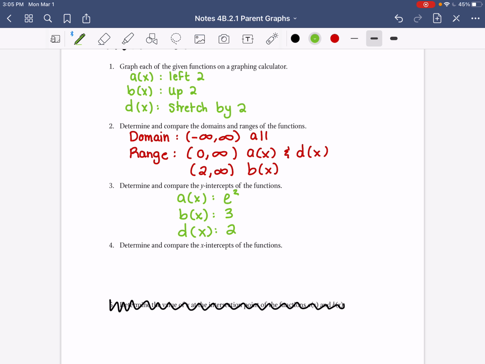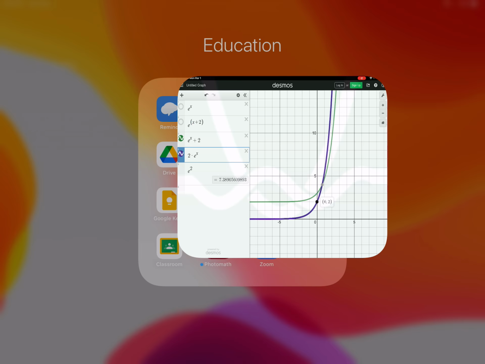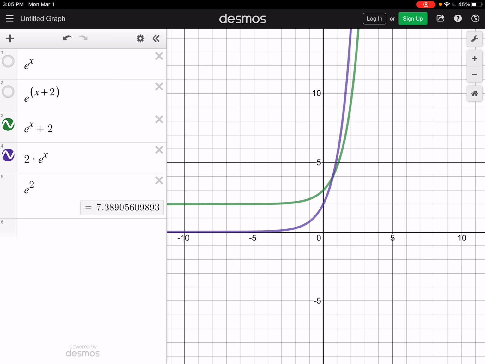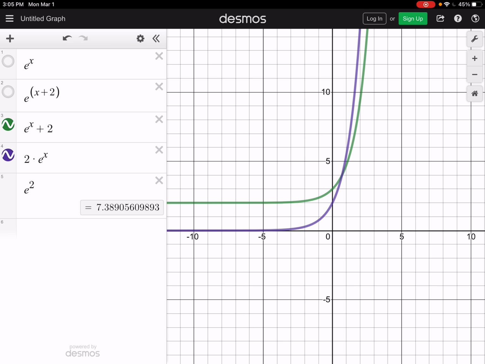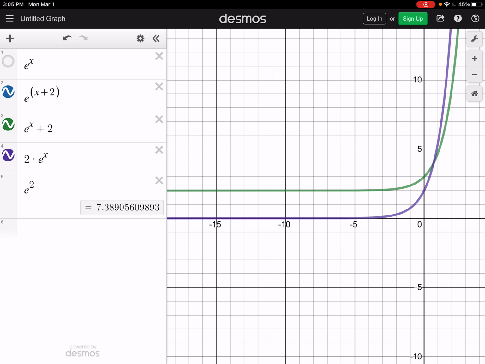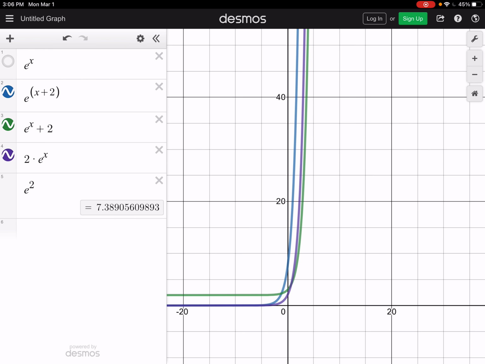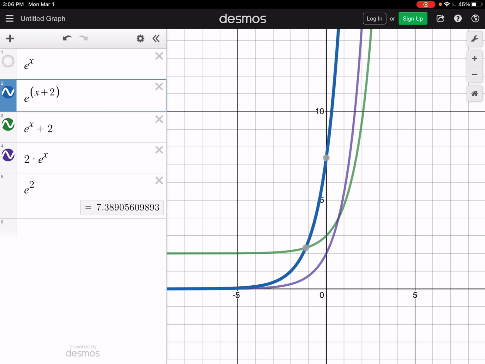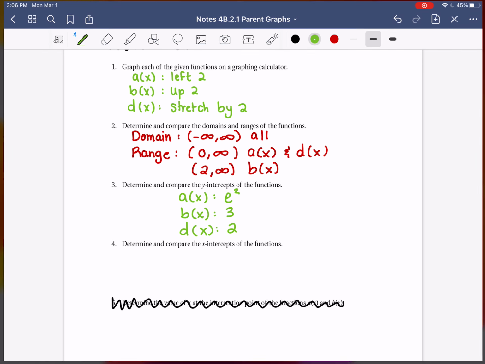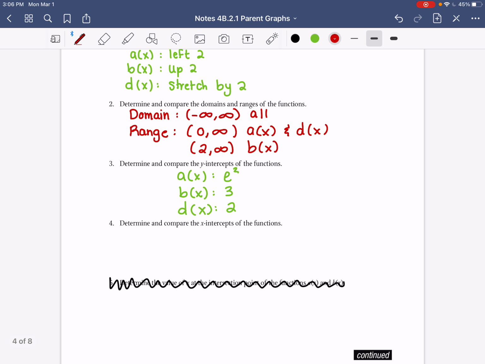Then it says determine and compare the y or x-intercepts. So when you look on your graph, here's the x-axis right here. This graph gets really, really close to the x-axis, but does it ever actually touch or cross it? No, because there's an asymptote, and the asymptote for these two is at 0. The asymptote for this one is at 2, so they will never actually touch or cross the x-axis. So there's actually no x-intercepts, and that's because of the asymptotes.